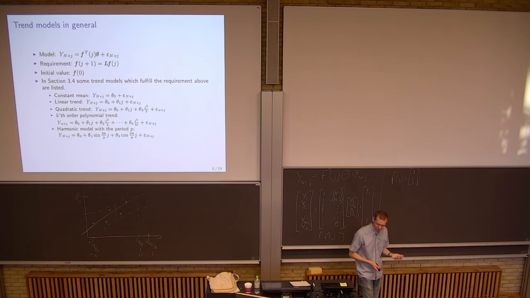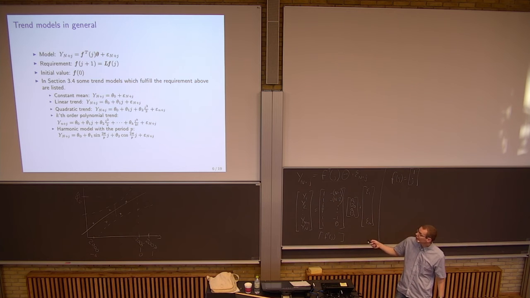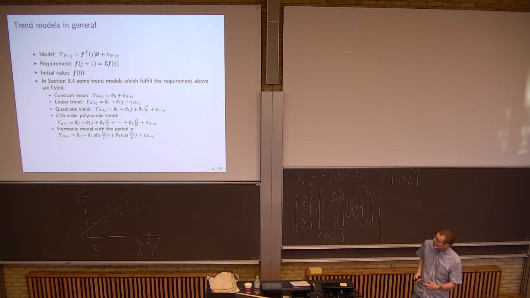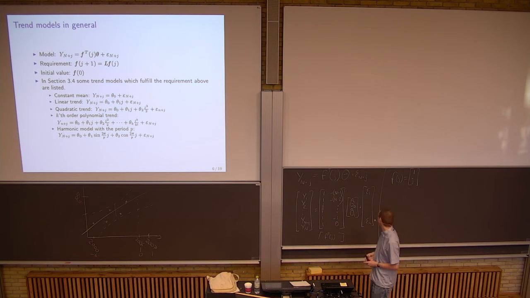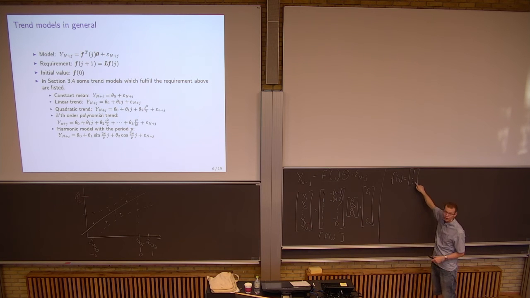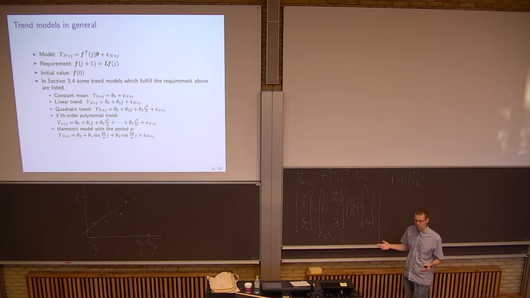So the more general setting is, as said, the model should be linear of this form. We have the requirement that you can step forward in time by multiplying by some matrix L. You have an initial value, f0, which is just a 1, 0, and then you pretty much define the entire sequence.